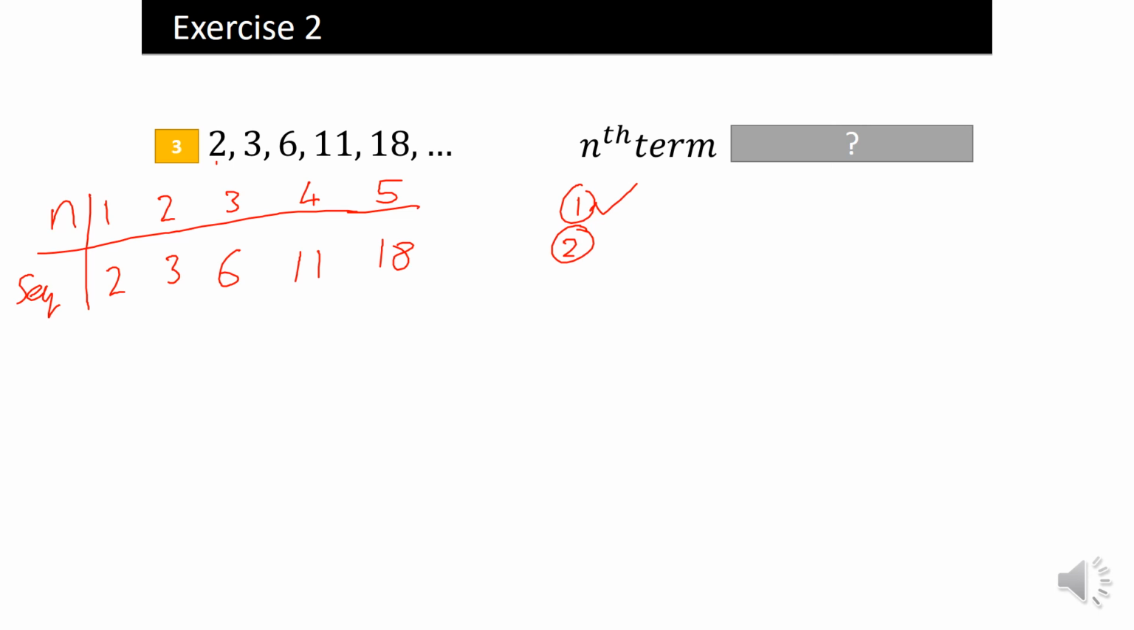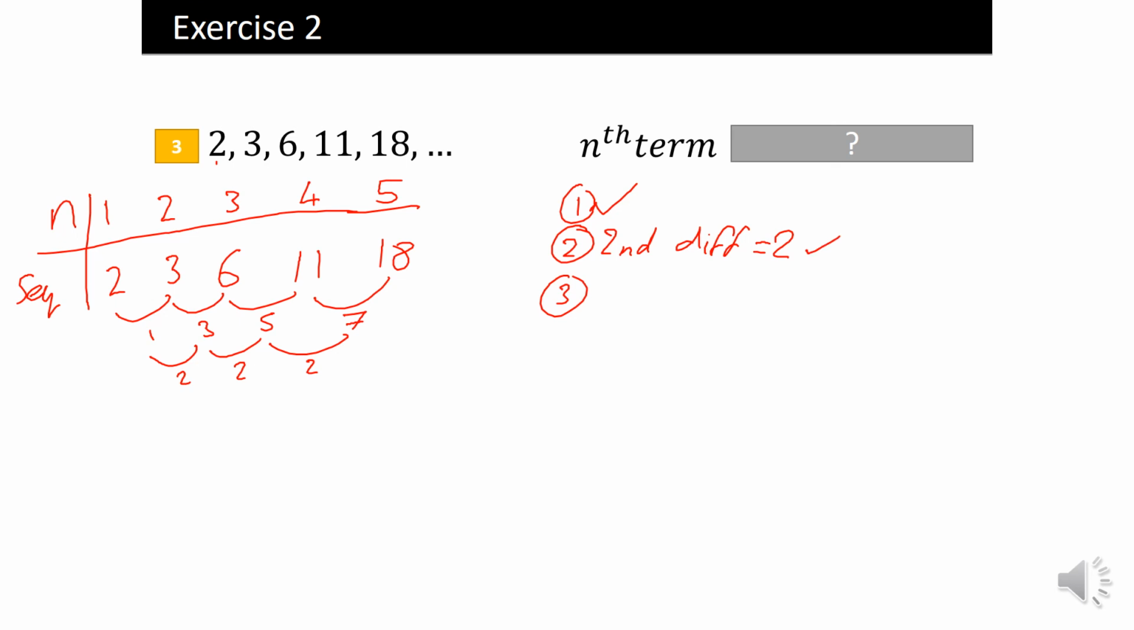Step 2, find second difference. So 1, 3, 5, 7. So our second difference, 2, 2, 2. So we've got a second difference of 2, we can tick off that step.